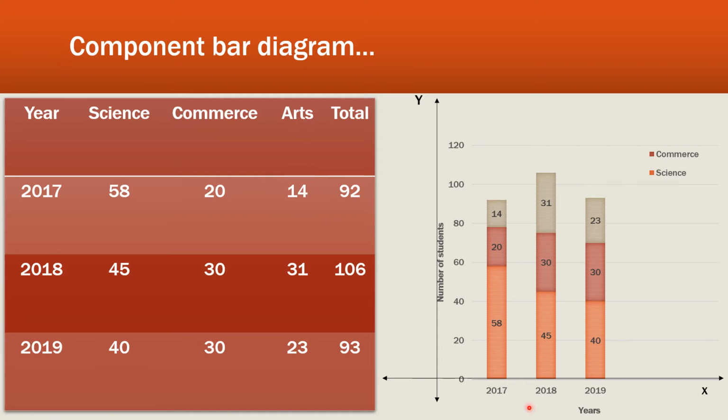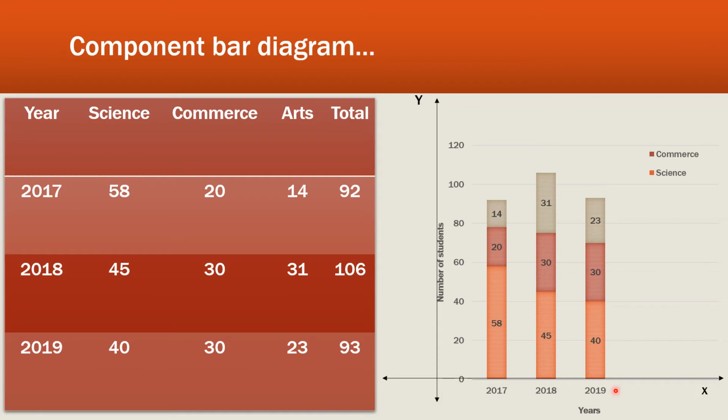I'll repeat again. For the year 2018, we plot the value 106 here. And then we begin to subdivide it. First, we draw a line at the frequency value 45. So here it is. Then we add 45 to 30. And how much do we get? 75. And we plot that line there at that point, 75. So this portion in the middle will give us the 30 students of the commerce stream for the year 2018. And the remaining would obviously be the arts stream. We don't have to do anything about that.